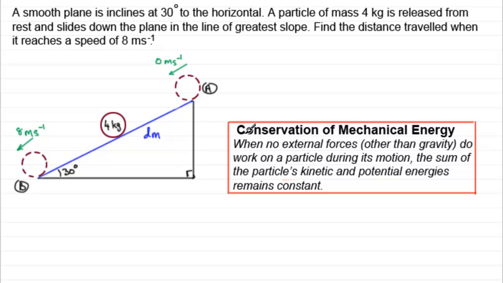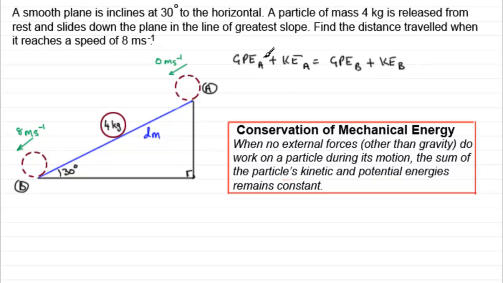So when we look at the conservation of mechanical energy, we look at these two positions. We look at the sum of the gravitational potential energy at A, and we add it to the kinetic energy at A. And because this is going to be a constant value, it's going to be exactly the same as the sum of the gravitational potential energy at B plus the kinetic energy at B.